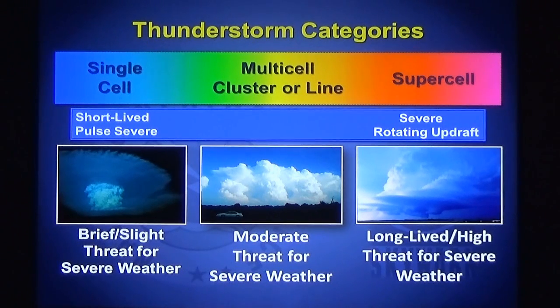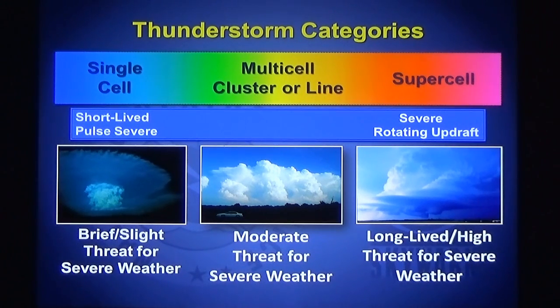Thunderstorm categories we'll take a look at: single cell, one thunderstorm; multicell, that's a group of thunderstorms. They can get together in a cluster or line up. In this middle picture, it's not one thunderstorm, it's 1, 2, 3 thunderstorms. We have 3 separate areas of upward motion. 3 thunderstorms making a multicell cluster.